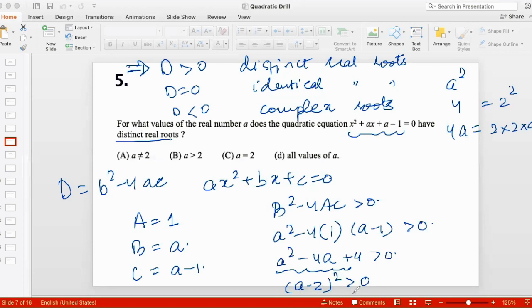So a minus 2 the whole squared, it's a square, so it's always going to be positive except when a is 2. Because when a is 2, then a minus 2 the whole squared is just 0. But we don't want it to be 0 because if it becomes 0, then we'll get identical roots. So a can have any possible value except 2. And so the answer is option A.